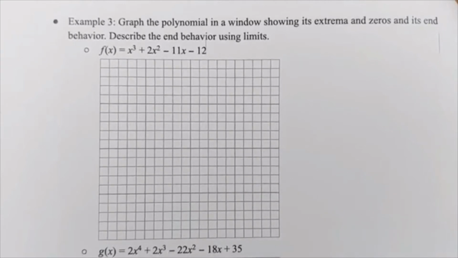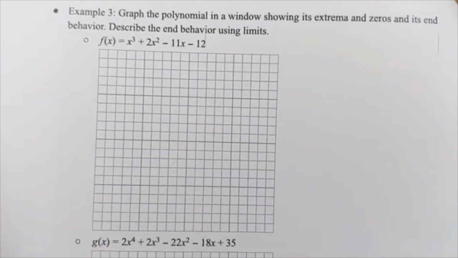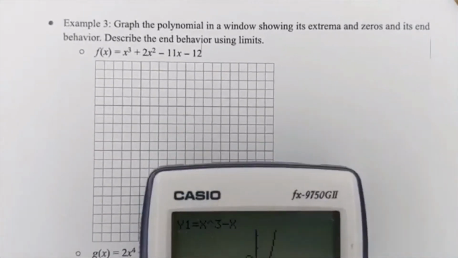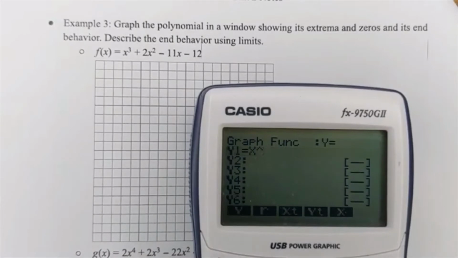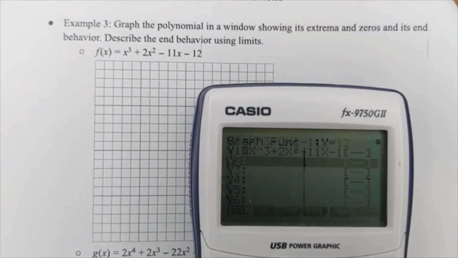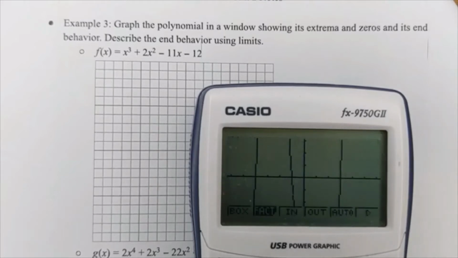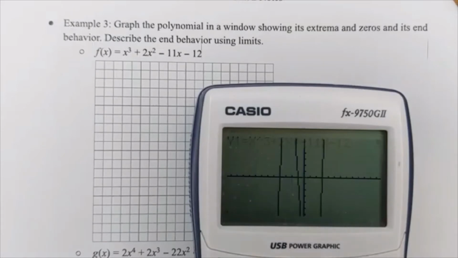Okay, so here we've got example 3. It says graph the polynomial in a window showing its extrema, its zeros, and its end behavior. Describe the end behavior using limits. So I'm going to let my calculator handle the heavy lifting here. x cubed plus 2x squared minus 11x minus 12. Zoom out. Need to zoom out again. So I'll try one more time.